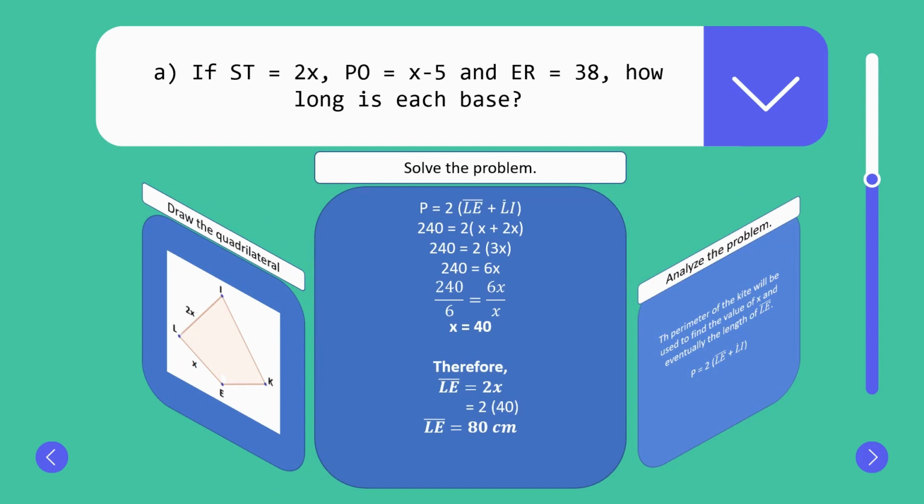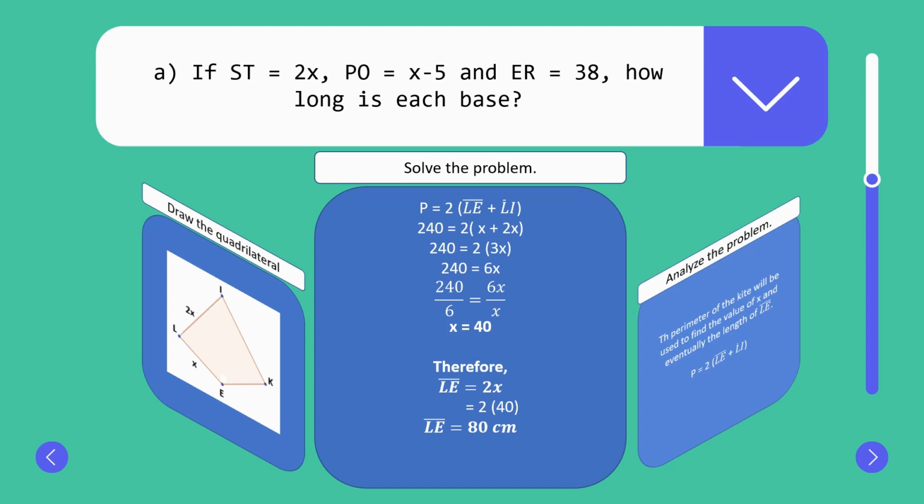Let's now solve for this problem. Again, we will use the formula P is equal to 2 times the quantity line segment LE plus line segment LI. Since the perimeter and the line segments LE and LI are given, we will substitute them in the formula. So this becomes 240 is equal to 2 times the quantity x plus 2x. We simplify the terms inside the parentheses. This becomes 240 is equal to 2 times 3x.